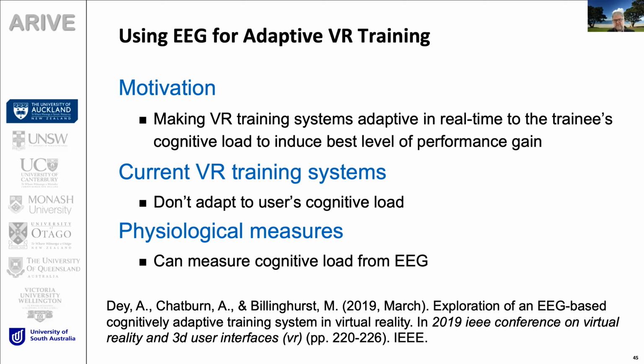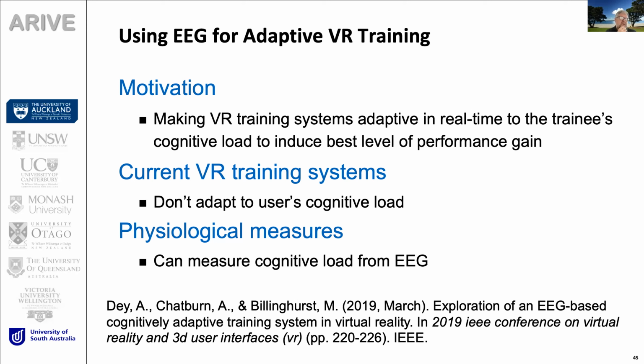The basic idea is that when you're doing training, if your brain is working really hard, this is a heavy cognitive load, you may want to change the training experience to make it easier or harder to better train the person. There are a number of current VR training systems that people have developed, but in many cases, they're effectively just PowerPoint in VR. We have a step-by-step methodology to go through, and they don't measure people's cognitive load and adapt to them.